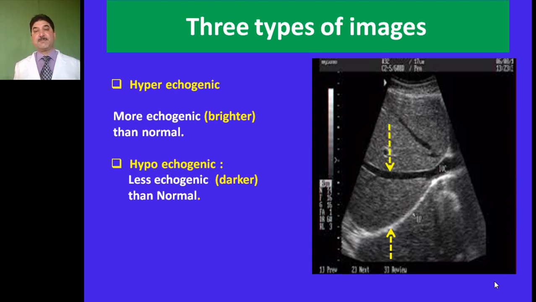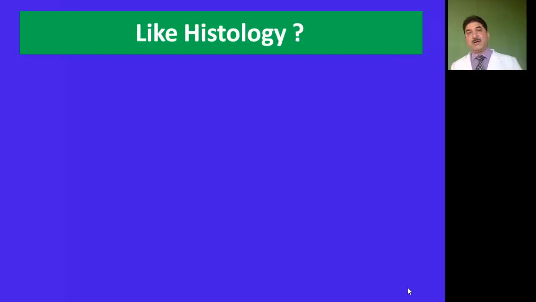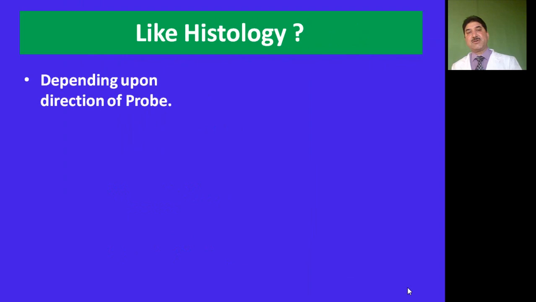In this picture, you can see the blood-filled hepatic veins or portal veins appear darker than, or less echogenic than, the surrounding structures. Isoechogenic: if we compare the echogenicity of two blood vessels, both contain blood, they have the same echogenicity and we call them isoechogenic. Ultrasound is just like histology.